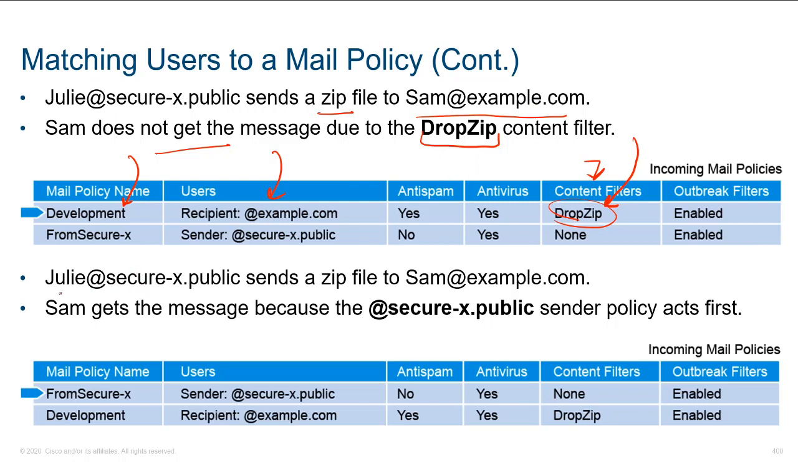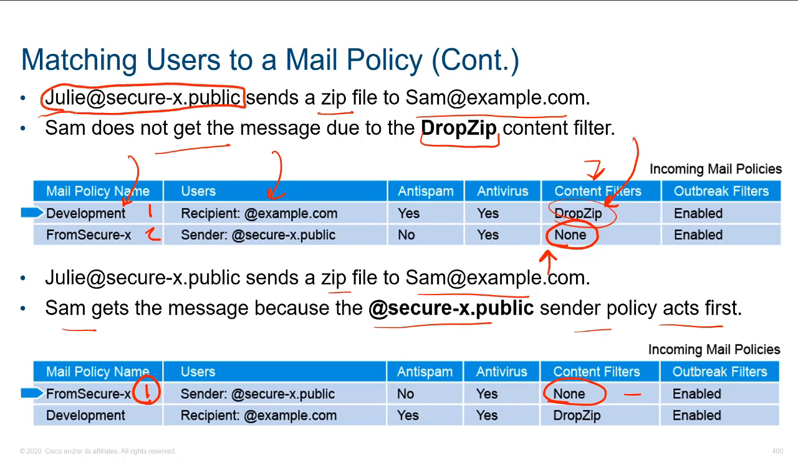Julie at SecureX Public sends a zip file to sam@example.com. Sam gets the message because SecureX.public sender policy acts first. What are they talking about there? Well, notice in this top policy set, we had none here. But also notice the priority, 1, 2. What they did here was move from SecureX to 1. So we hit that policy first, which hits this content filter. Again, this would be appropriate. Yes, Sam is sam@example.com, but this is more specific. So we go, if the sender is that particular user, do this.